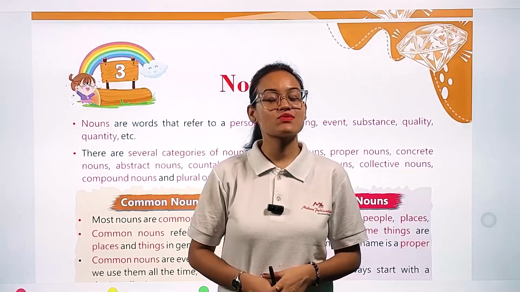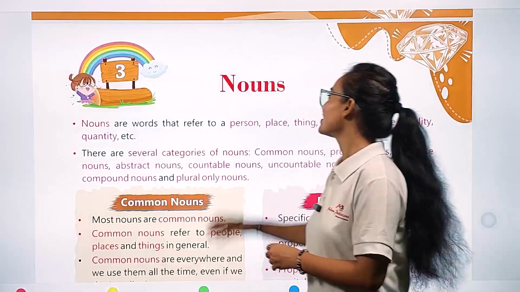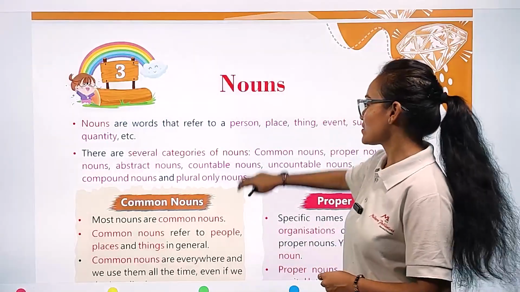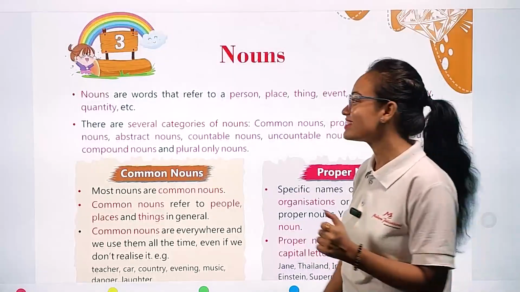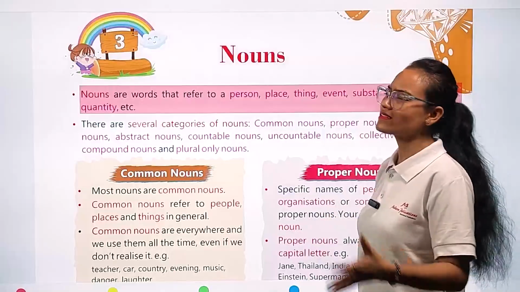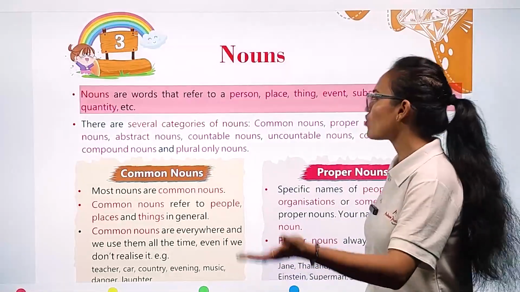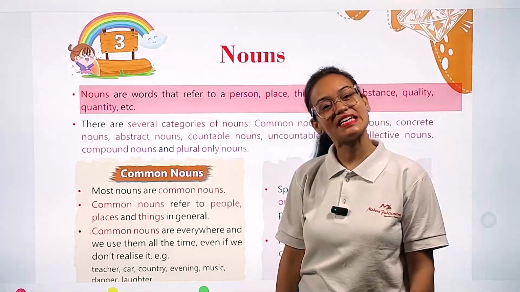In our today's class, we are going to start your chapter number 3, and the name of this chapter is Nouns. Okay? So, my dear students, before starting this chapter, let's see what the meaning of noun is. Nouns are words that refer to a person, place, thing, event, substance, quality, quantity, etc. All these things are called nouns.